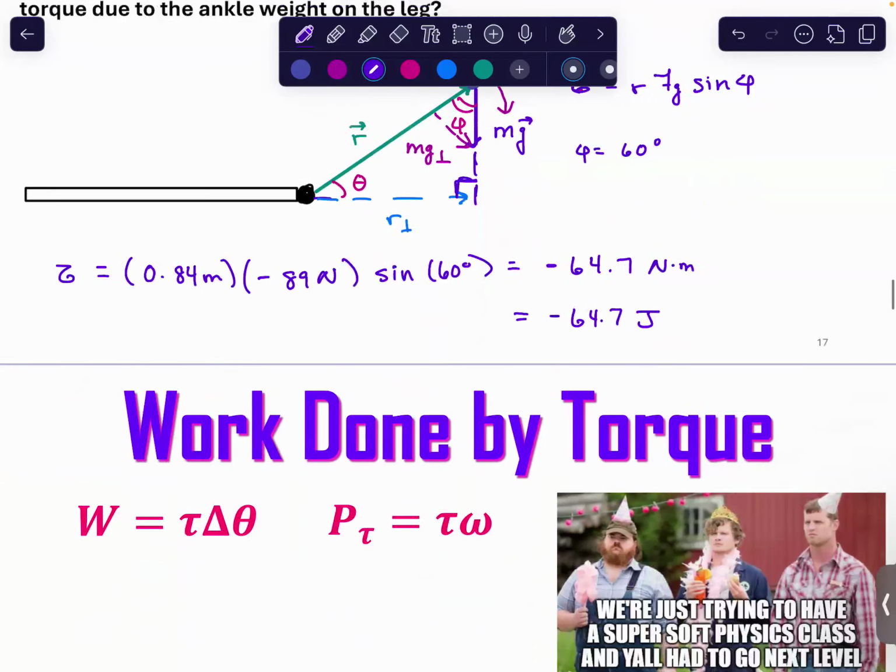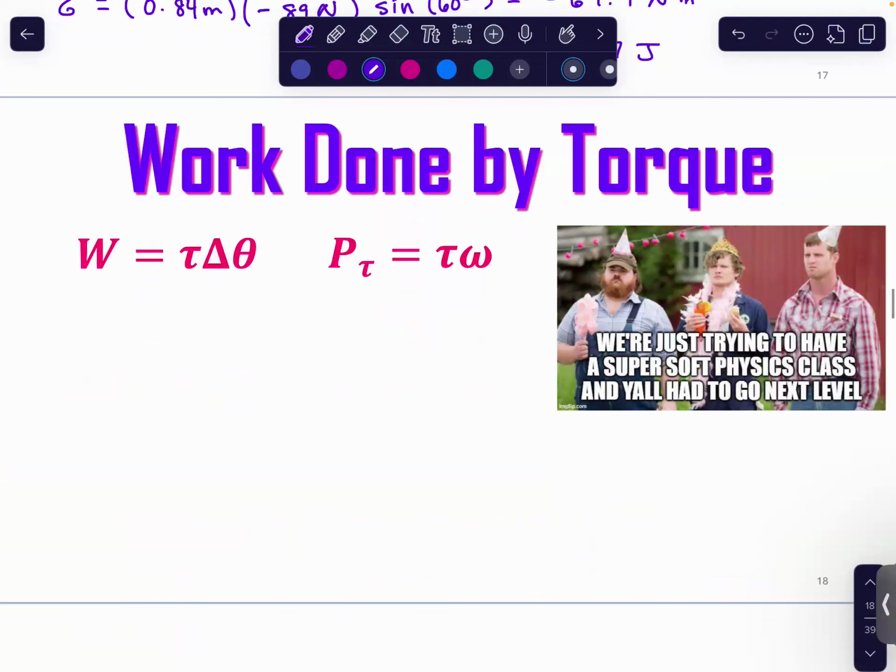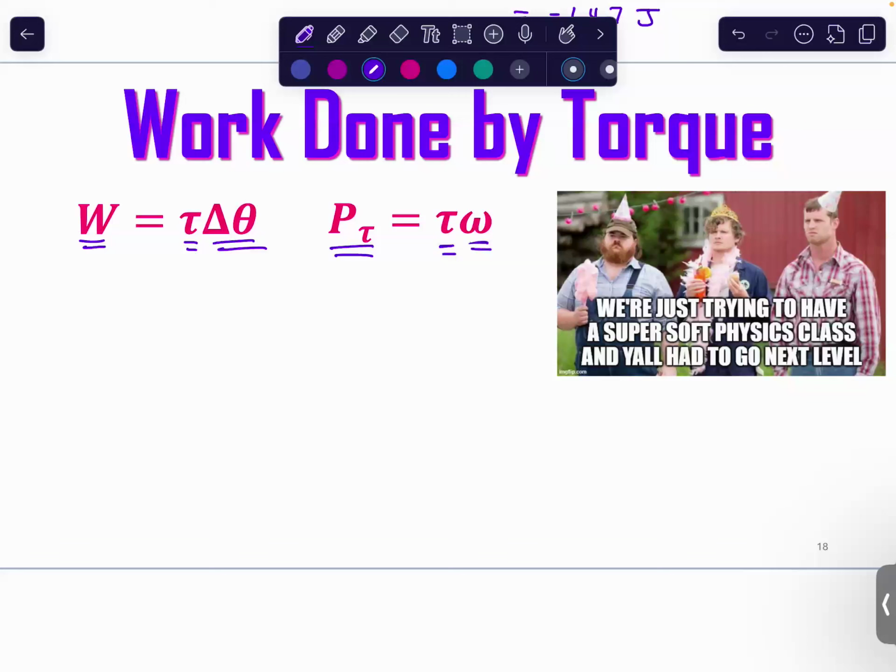All right, so let's take a look at work done by torque. Here you see the work done by torque is torque multiplied by the angle that you rotate through, delta theta. The power supplied by torque is torque multiplied by the angular velocity, omega. Okay, so let's start to think about that. We're going to give ourselves a nice large rotating object.